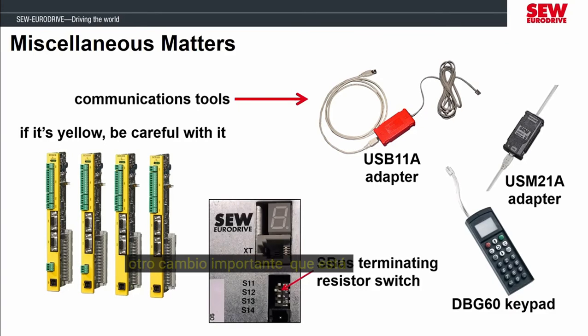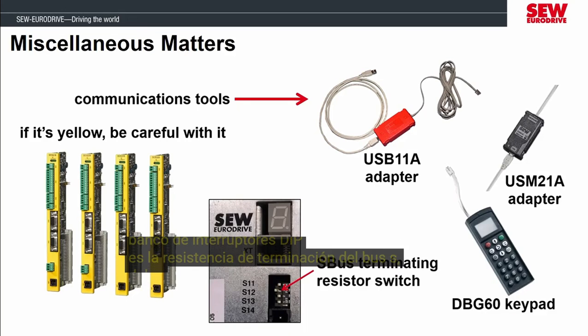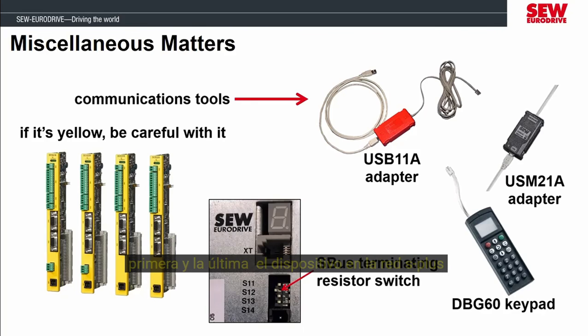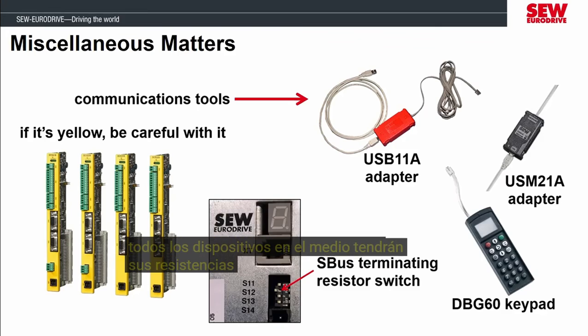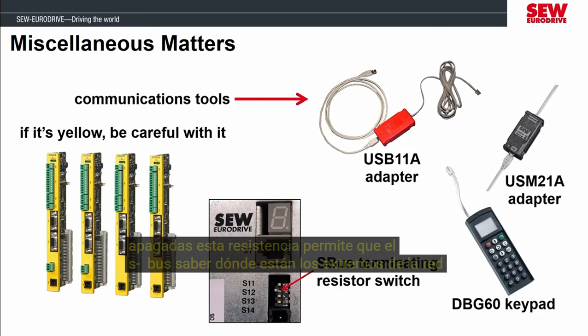Another important switch that is in this bank of dip switches is the S-bus terminating resistor. This must be switched on if you are using the S-bus terminals for connection to other MOVIDRIVEs or to external field bus cards. The rule for the termination is that the first and last device in the S-bus network needs to have the resistor switched on. All the devices in the middle will have their resistors switched off. This resistor lets the S-bus know where the ends of the network are.